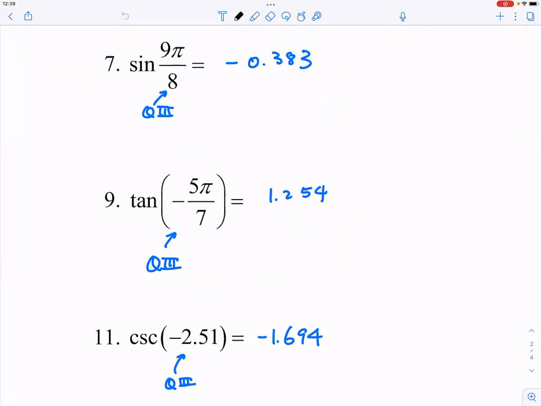7, 9, and 11. Question 7. It's negative 0.383. The angle is in quadrant 3.